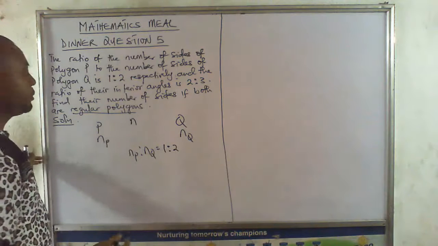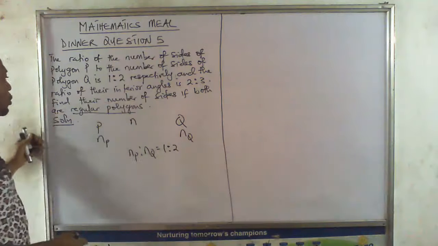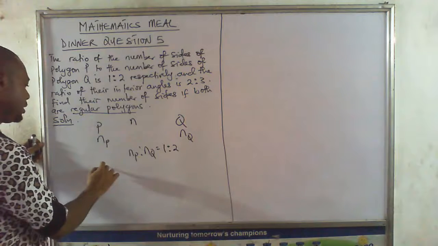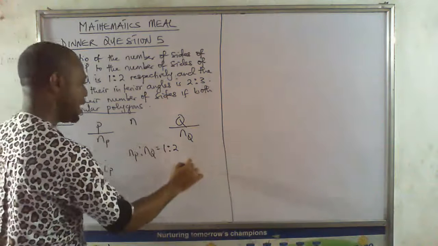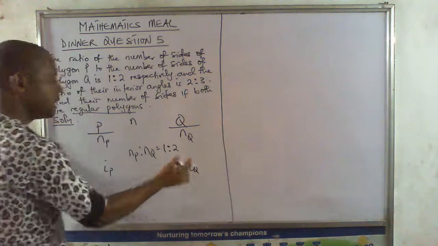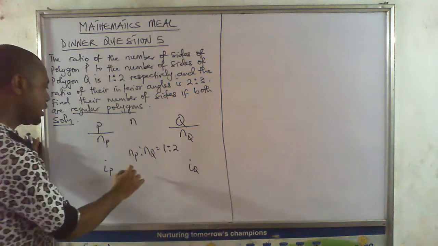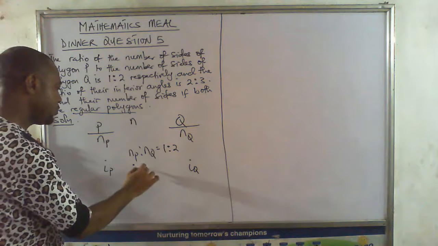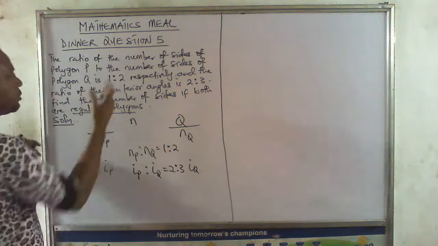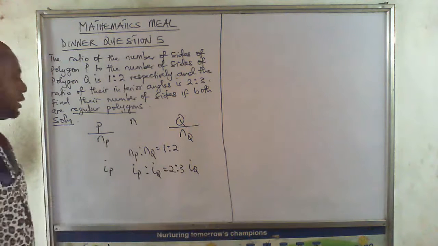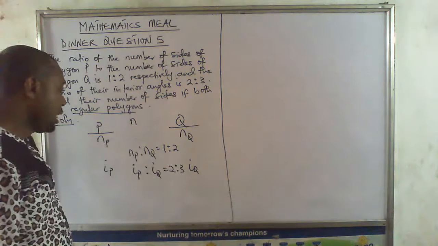So we go again. We also said that the ratio of their interior angles is 2:3. That means let IP represent each interior angle of polygon P, and let IQ represent each interior angle of polygon Q. So with that, we can now say that IP is to IQ is 2:3 from the statement here. They say find the number of sides. Do we have a relationship between the number of sides and interior angles?